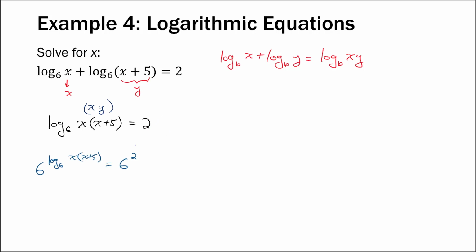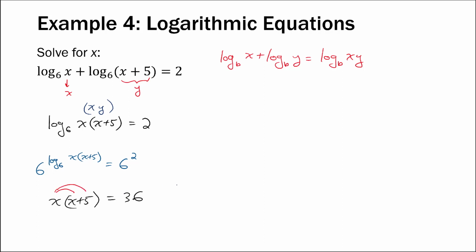Then I'll bring in this base of 6, and I'm doing that because I have this 6 right here. That's the base of my log. So I'm bringing my original equation up into the exponent of this new equation with the base of 6. And then my base of 6 and my log base 6 are going to cancel each other out, and I'm left with just x times x plus 5 is equal to 6 squared, which is 36.